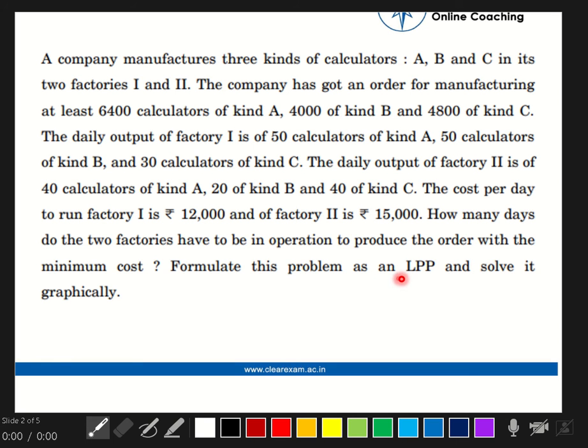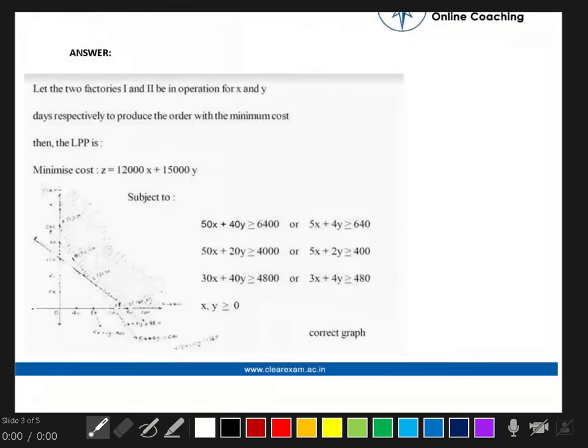Let's formulate this problem as an LPP and solve it graphically. Now come to the solution part. Let the two factories, first and second, be in operation for x and y days respectively to produce the order with the minimum cost. Then the LPP is to minimize cost Z equals 12,000x plus 15,000y.